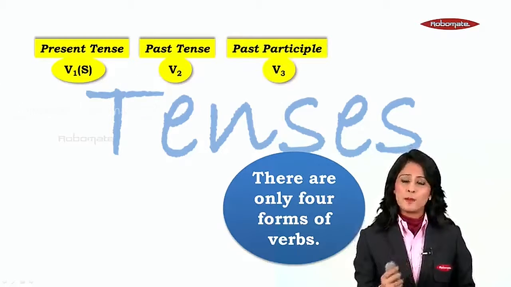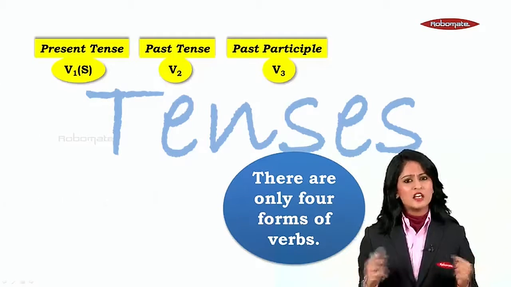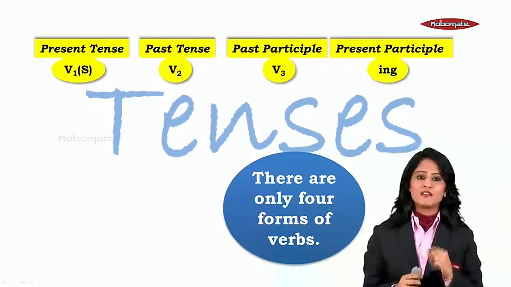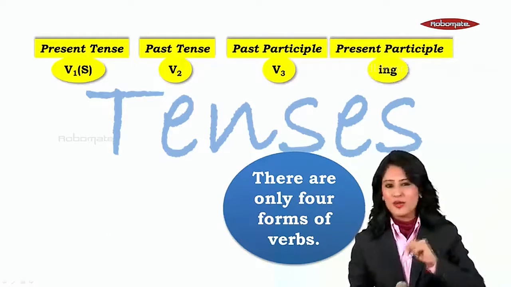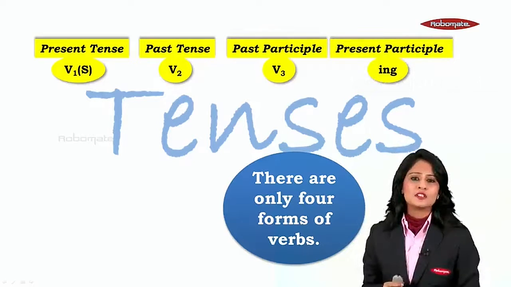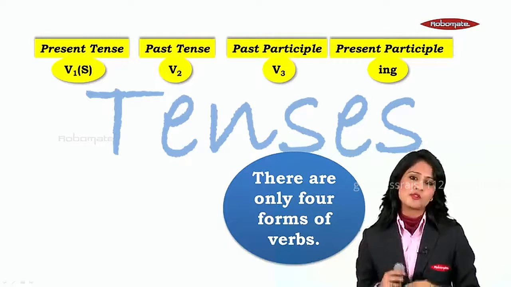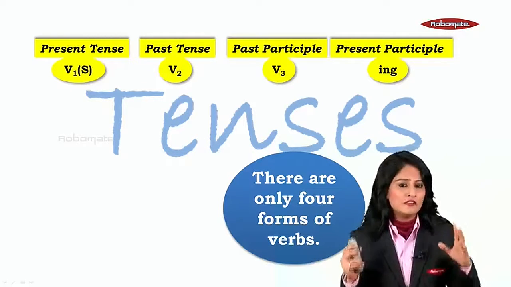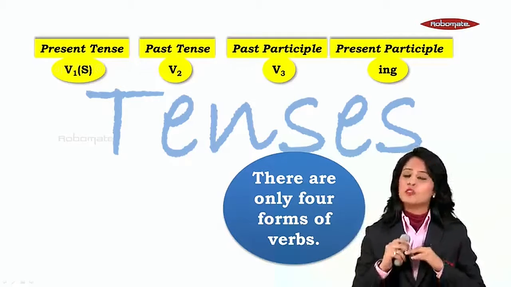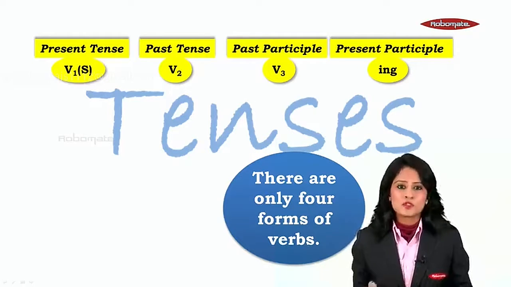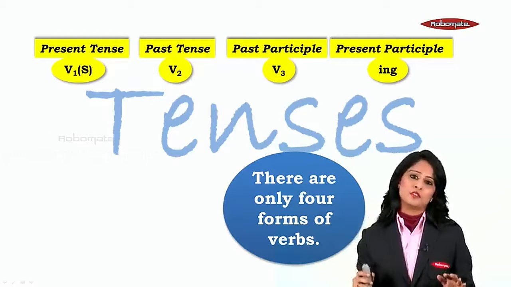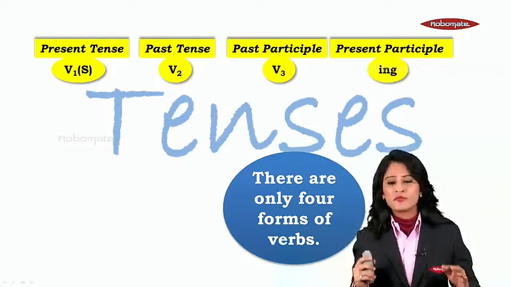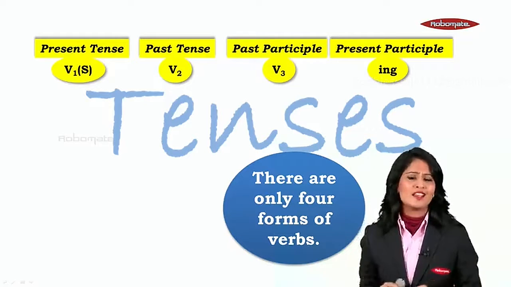The third is the past participle. Since it's the third form, let's call it V3. And the last that we have is the present participle. But wait, we are not going to call this V4, but just to simplify, let us call these ing verbs. Why? Because no matter what, you don't have an exception, and all the present participles will end with ing. So, simple, we call them ing verbs.